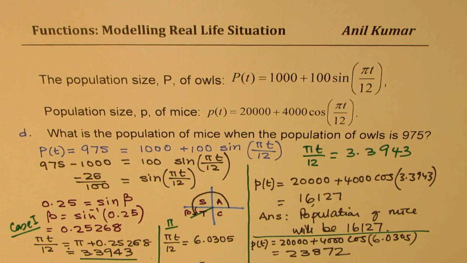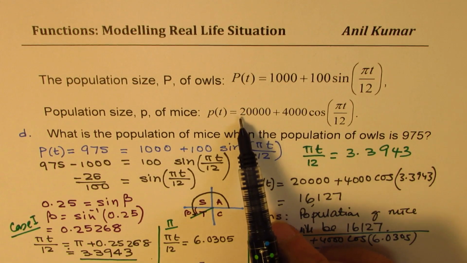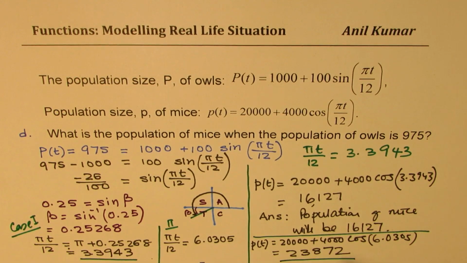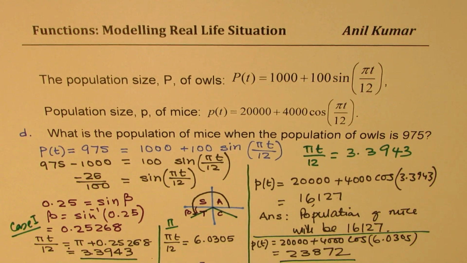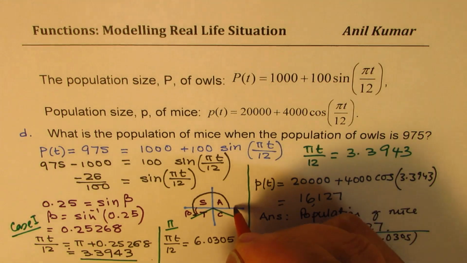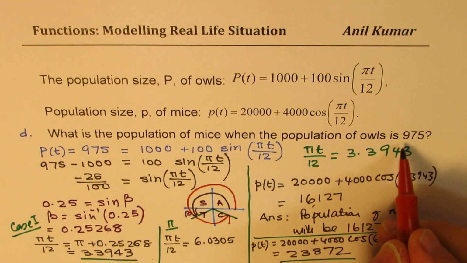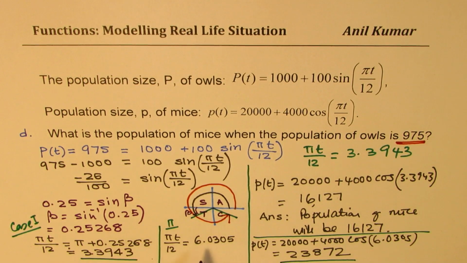So we get a much higher population. Perfect. So that means it has almost recovered, right? So 24,000 is the maximum. Perfect. So this is on the recovery path. So you could also find the other solution, which is on this path. So at that time, pi t by 12 is this angle. Correct? So for the owls at this level, mice population on the recovery path could have been 16,000, and when they have almost recovered, close to 24,000. So these are the two solutions for the given question.